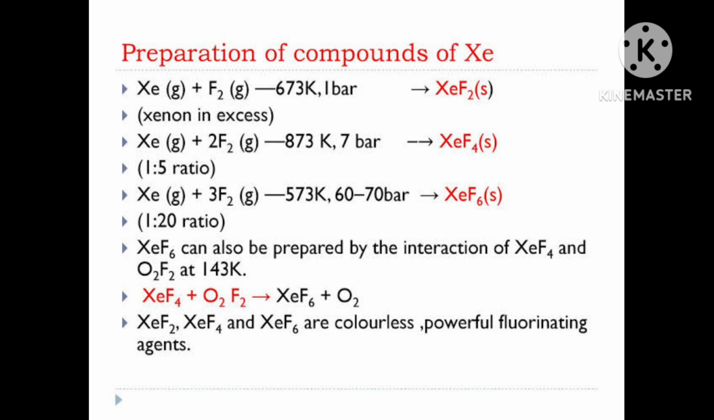The structure of the three xenon fluorides can be deduced from VSEPR theory, valence shell electron pair repulsion theory. And I will tell about the structure. Xenon difluoride and xenon tetrafluoride have linear and square planar structures respectively. XeF2 is linear and XeF4 has a square planar structure.